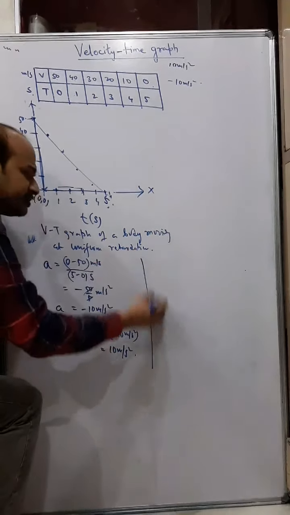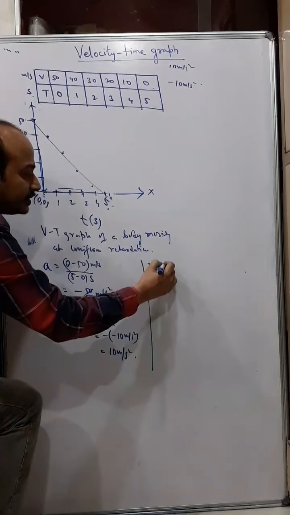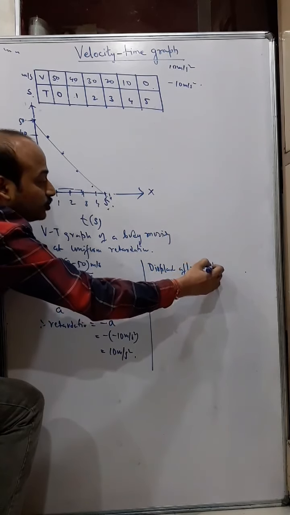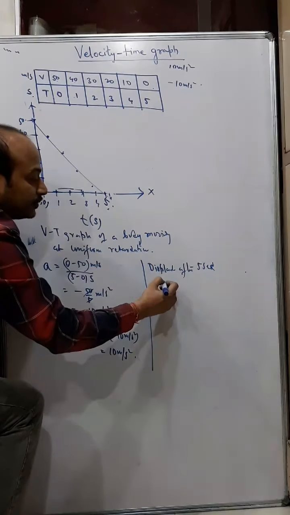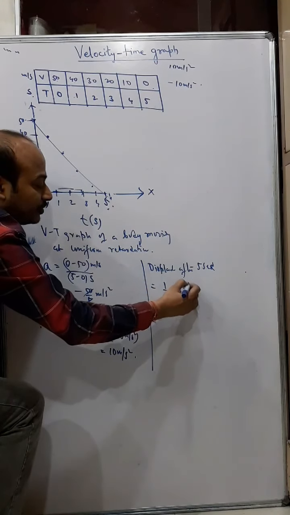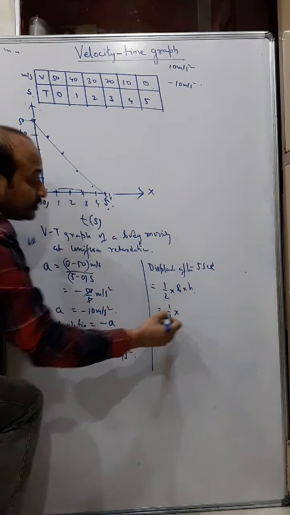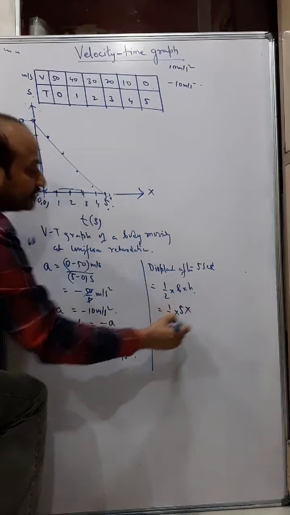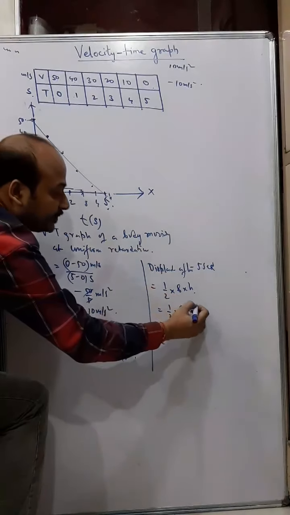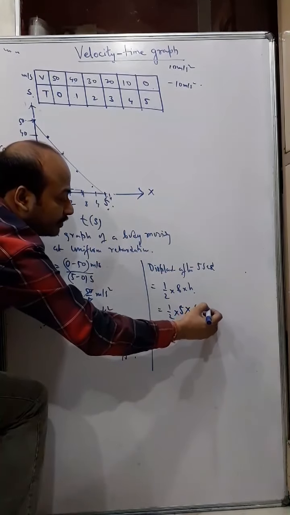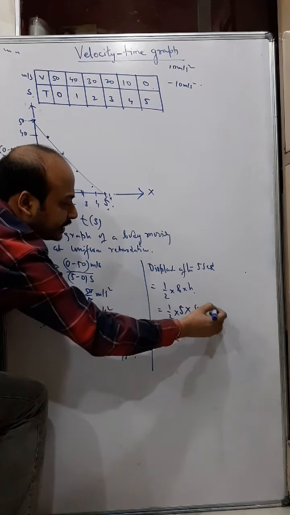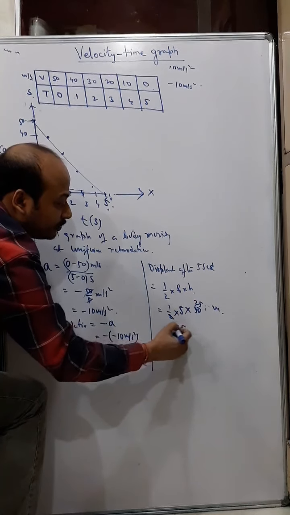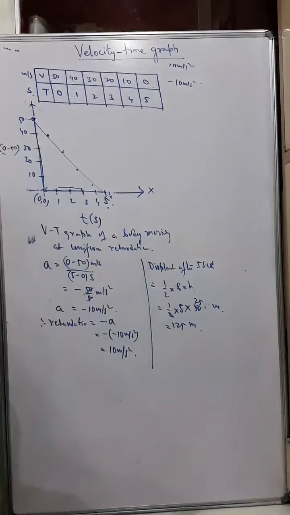And in case of displacement, same. Displacement after 5 seconds, or the total displacement, will again be half into base into height. So half, the base is 5 and the height is 50. Finally we will get the answer in meter. So I get 125 meters. So again, okay.